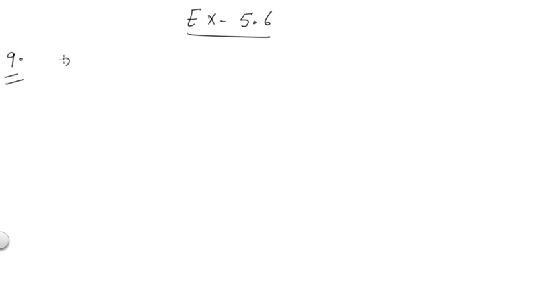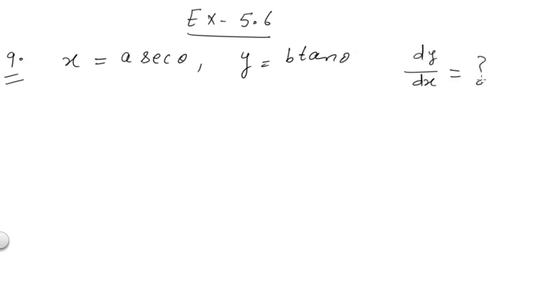In question number 9, x is given as a secant theta and y is given as b tan theta. We have to find dy by dx without eliminating the parameter. Parameter here is theta. We'll differentiate x with respect to theta first. What do we get? a as it is. Differentiation of secant theta is secant theta into tan theta.